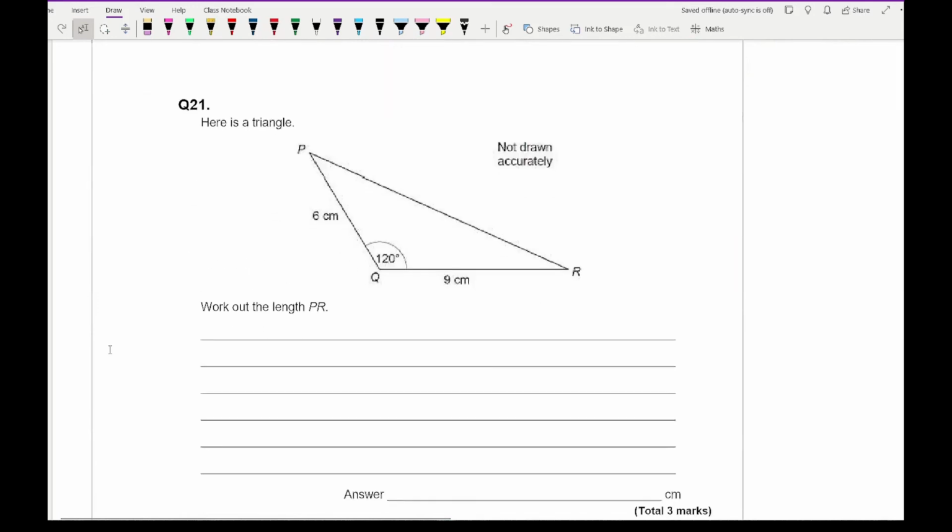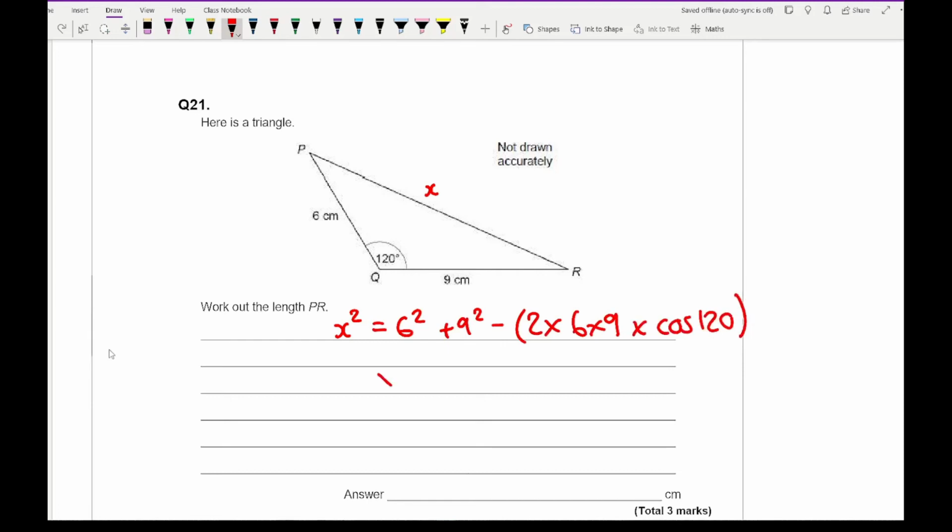Moving on to question 21, again another trig question. Here is a triangle, and it says work out the length of PR. So PR is this length here, which I'm going to call X. As we've got three sides and an angle, it's going to be using the cosine rule. So we've got x squared equals 6 squared plus 9 squared minus 2 times 6 times 9 times cos 120. Typing that all into my calculator, I personally would write down your x squared value, which in this case is 171. So x equals the square root of 171, which gives me an answer of 13.1, and that's to 1 decimal place.